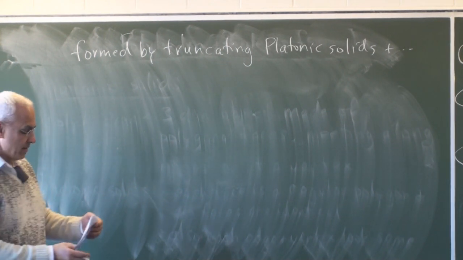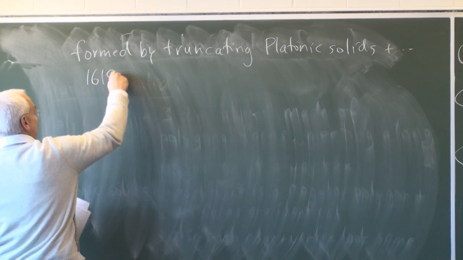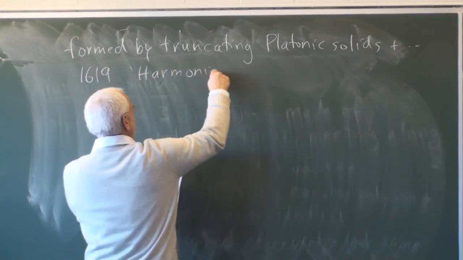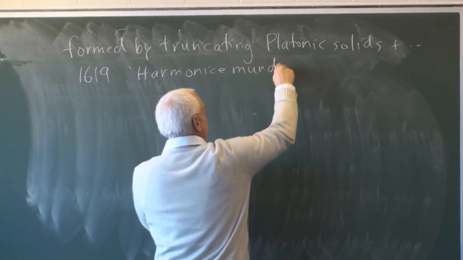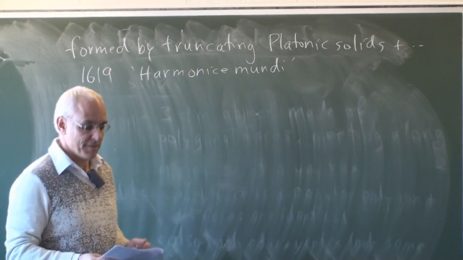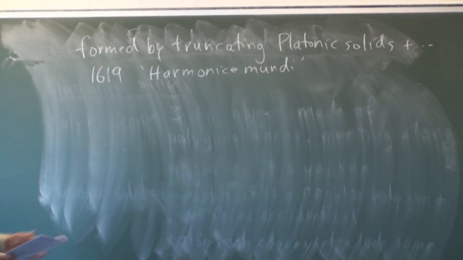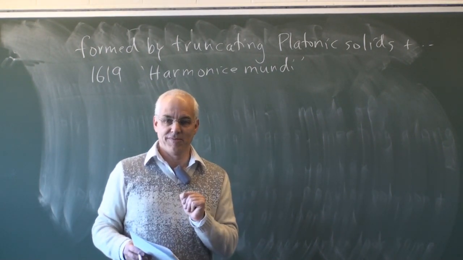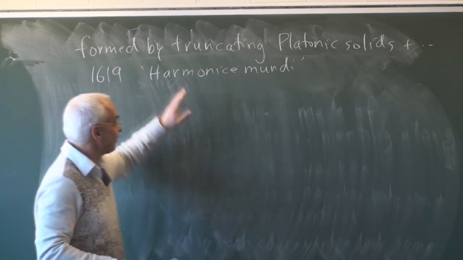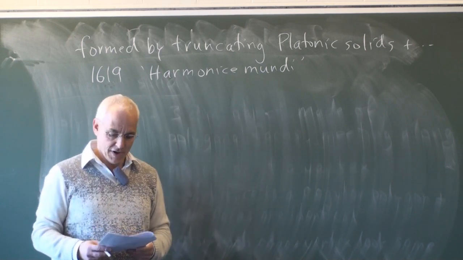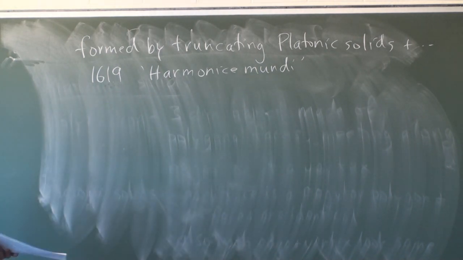Now, in 1619, Kepler wrote a book, Harmonici Mundi, which is something like the harmony of the world, in which he discovers the 13 Archimedean solids and actually gives very nice pictures of them. So I can actually look at this book from 1619 and find beautiful pictures of these 13 Archimedean solids.